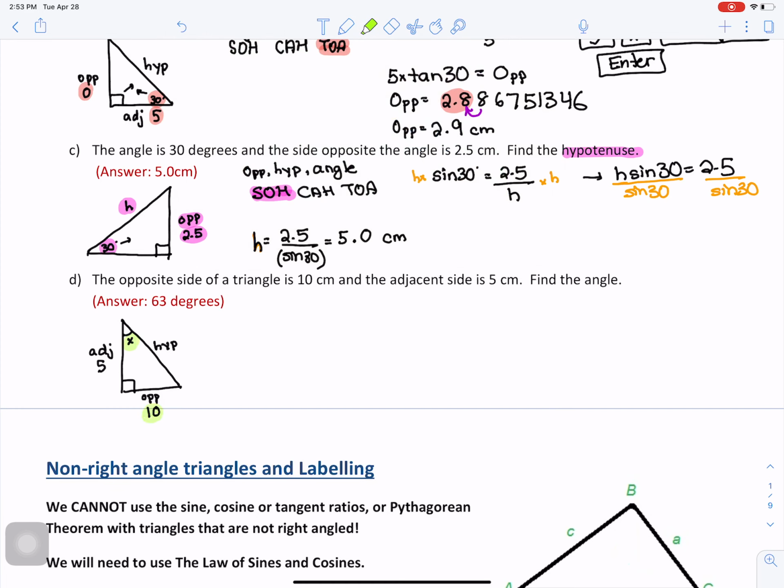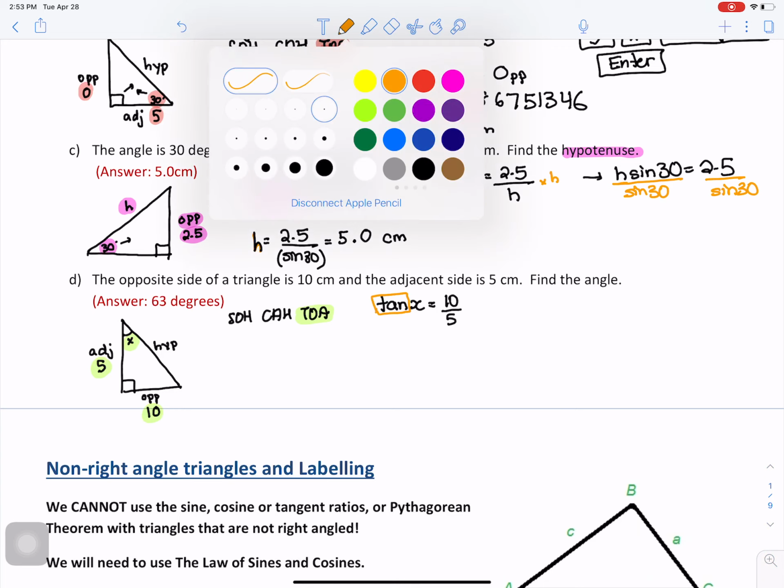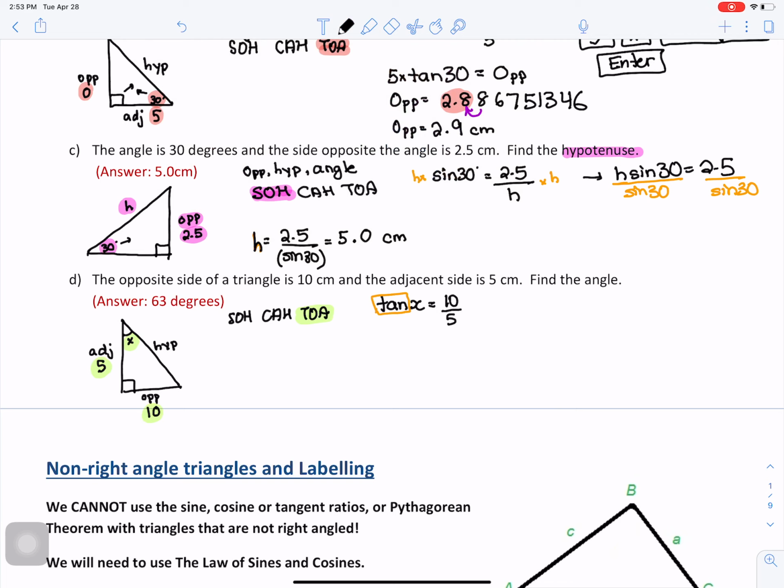I have a number for opposite and adjacent. When I write my SOHCAHTOA down, I want to figure out which information I have. I have opposite and adjacent, so I'm using my tangent ratio again. So tangent of my angle x is equal to my opposite over my adjacent. Now this one's a little bit tricky because this time I want to get rid of the tan part of the expression. But because tan's a function, x is equal to the undoing of the tan function, which is the tan minus 1 function, tan inverse of 10 over 5.